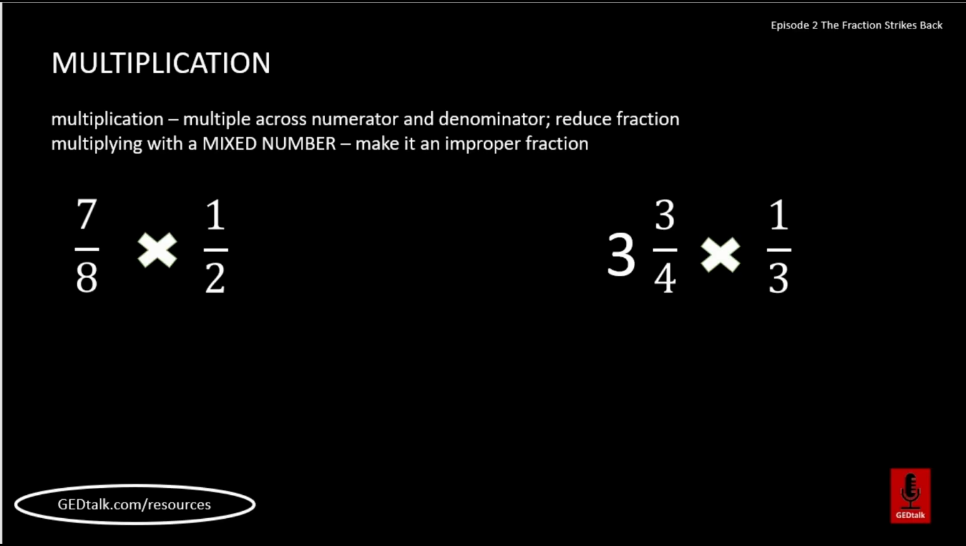Next up is multiplication, and multiplication is definitely easier for some because you don't need to worry about the denominators being the same. All you're going to do is multiply across the numerator and across the denominator, and then you'll reduce your fraction.